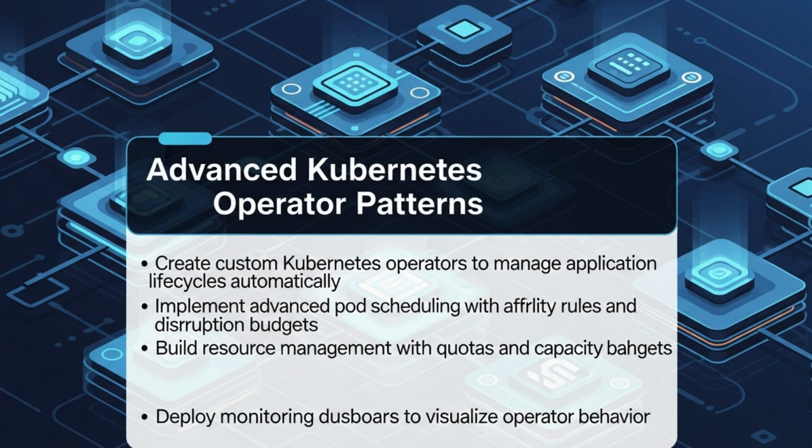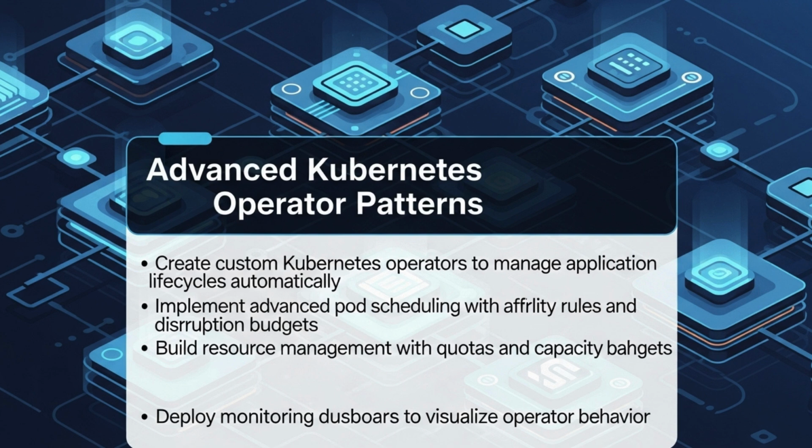First, you'll learn to create custom Kubernetes operators to automate complex application lifecycles. This is about making Kubernetes work for your specific needs, not just generic deployments. Second, we'll explore how to implement advanced pod scheduling using powerful tools like affinity rules and disruption budgets, ensuring your applications are always where they need to be and always available.